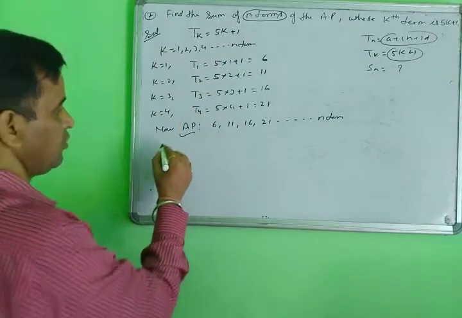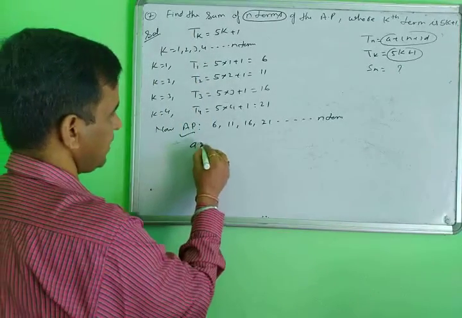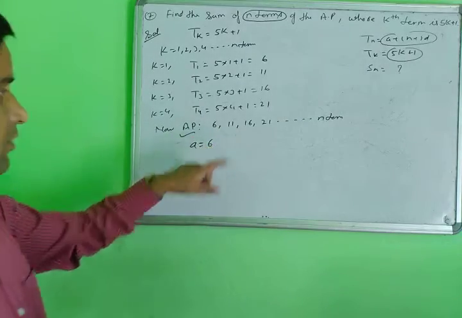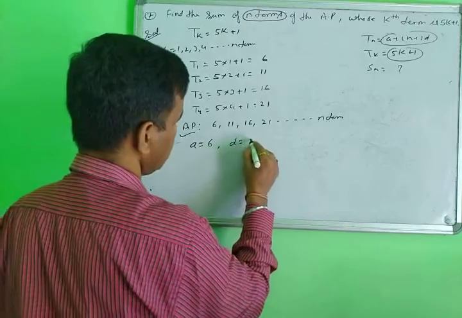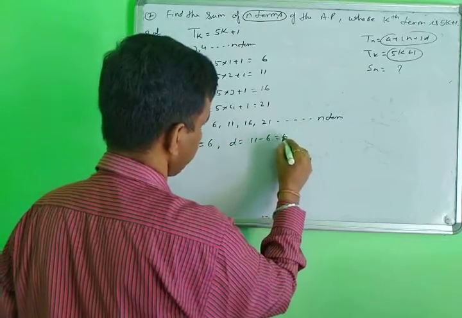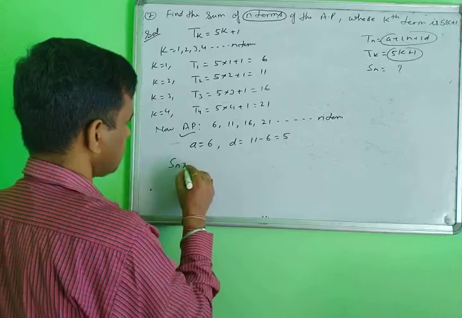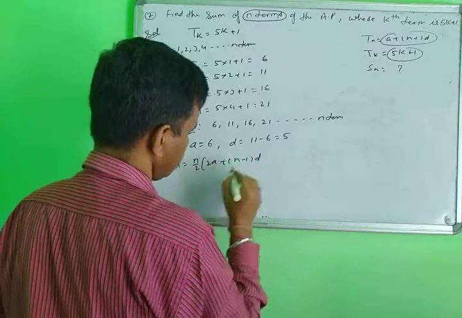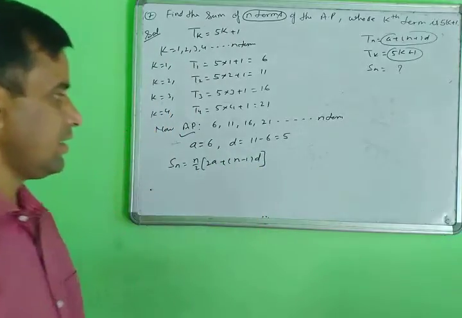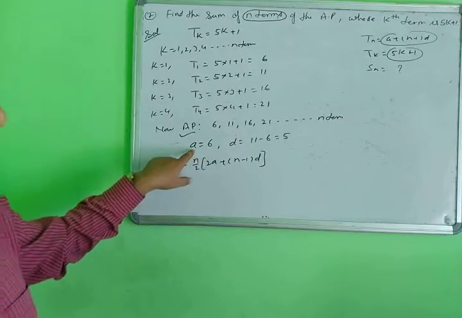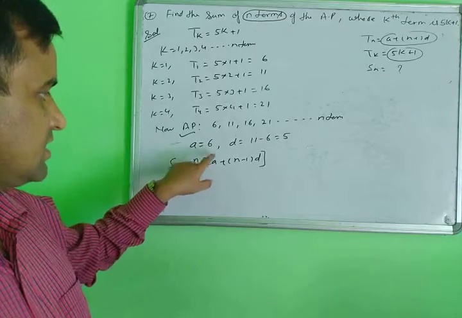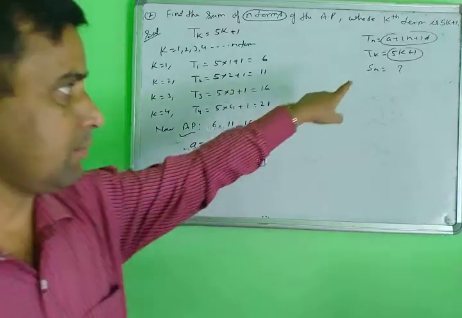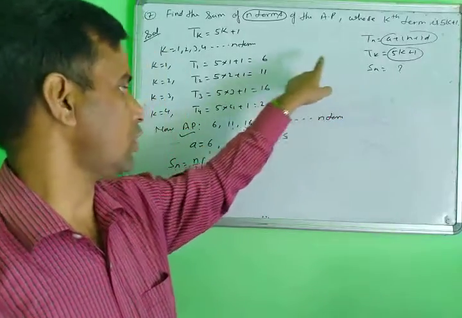So now the value of Sn. First of all, the value of a here is 6. What is the first term here? 6. What is the value of d here? d is 11 minus 6 equal to 5. Then Sn equal to n upon 2 into 2a plus n minus 1 d. In the place of a you put 6 and in the place of d you put 5, and then you will get the sum of the n terms of this AP.